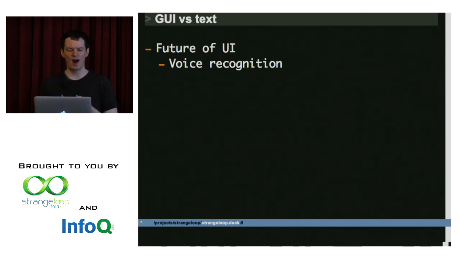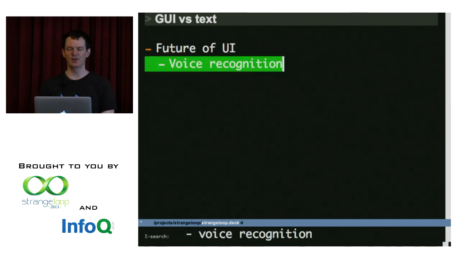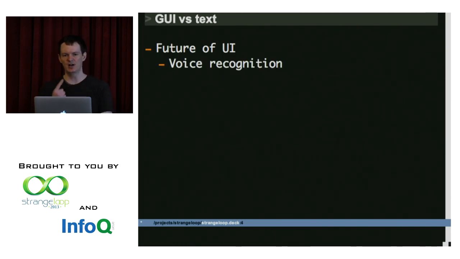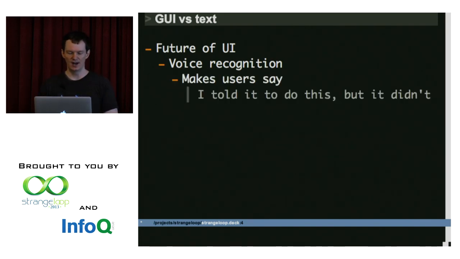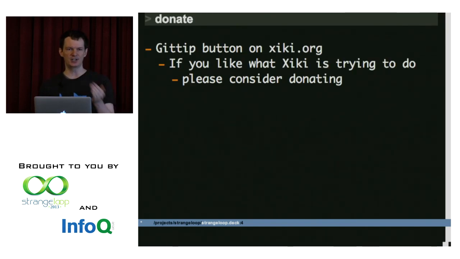The future of UI is largely going to be voice recognition, which changes the relationship. Users are now going to say, hey, I told my app to do something and it didn't know how to do it, instead of saying, don't give me too many options. So we're going to have to start engaging in these textual conversations with our users. Okay, that's just about it.